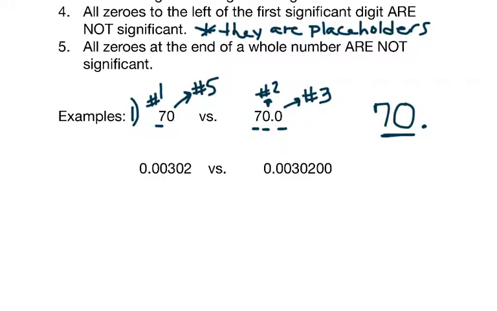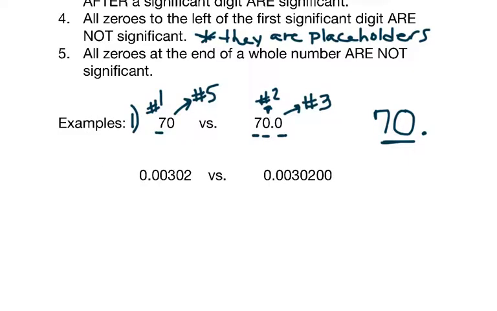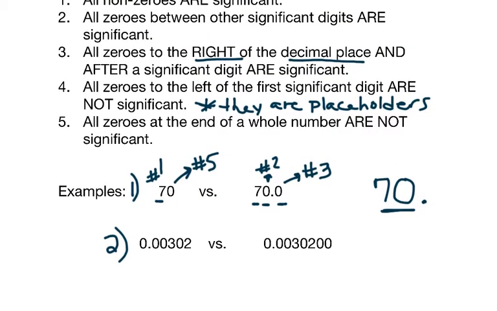All right, the next one. If we look at this, it's hard to write on this program. We have 0.00302, and we have 0.0030200. Here's what I want to point out to you. First of all, the 3, the 0, and the 2 are definitely significant, because the 3 and the 2 cover rule number 1, which is they're not 0. And then the 0 between those is rule number 2 because it's between two significant digits.